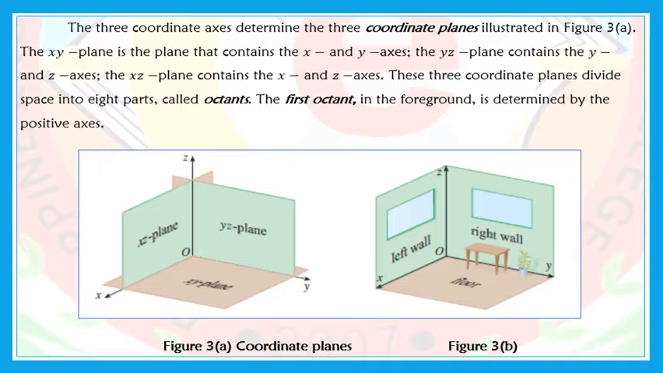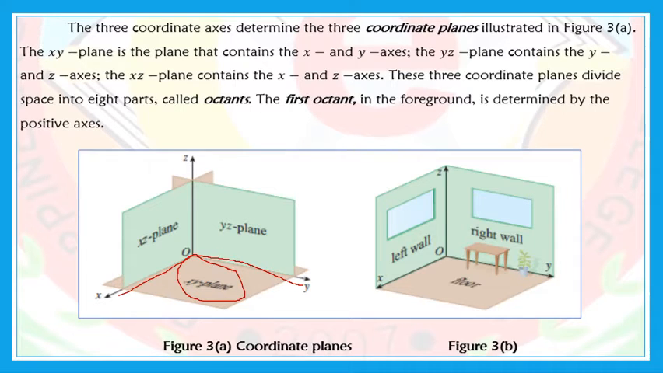The three coordinate axes determine the three coordinate planes, illustrated in figure 3A. The xy plane is the plane that contains the x and y axis. Okay, dito sa figure 3A coordinate planes, yung xy plane daw, eto siya, it contains the x and the y axis.